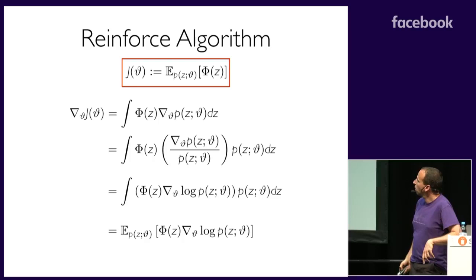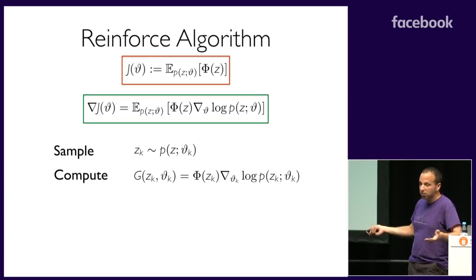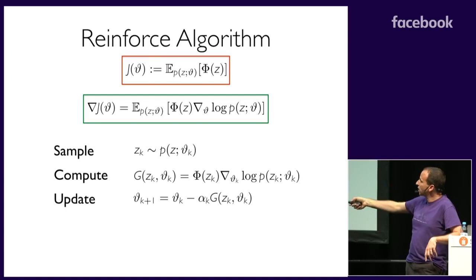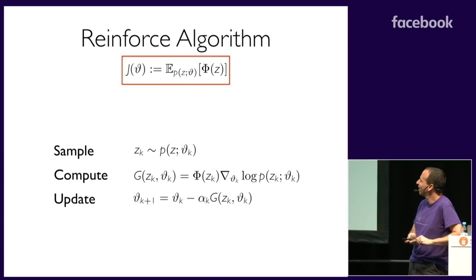So that's it. Sample z, compute this gradient approximation. This is an unbiased estimate of the gradient of J, and hence I can use stochastic gradient to solve this problem. And this is called the REINFORCE algorithm, usually with all caps, but I don't like the all caps. I think it was an acronym. Just pick the name. Okay, so this sounds amazing. Let's use this to solve something.